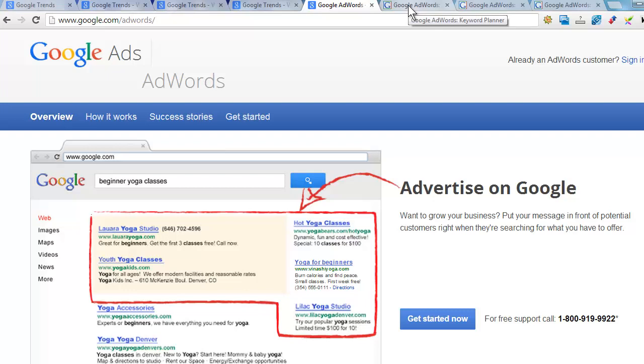But before I go on, let me tell you that Google AdWords is a really important tool that we are going to learn more about later. That's an essential tool for internet advertising. So we're going to learn much more about Google AdWords later.